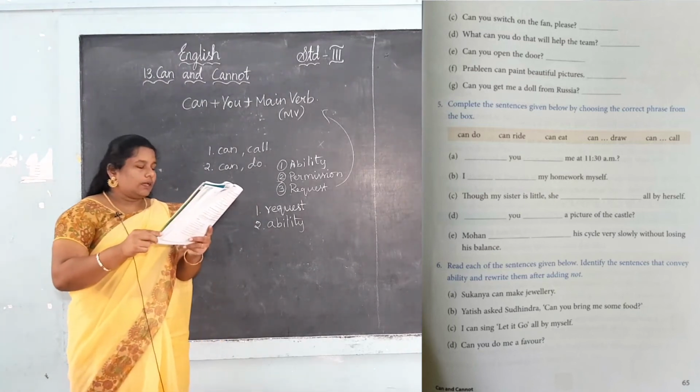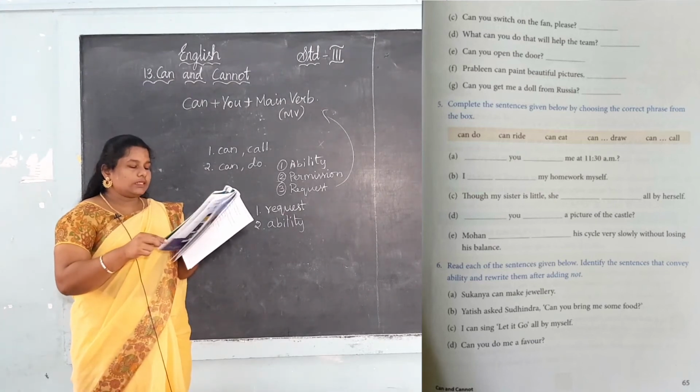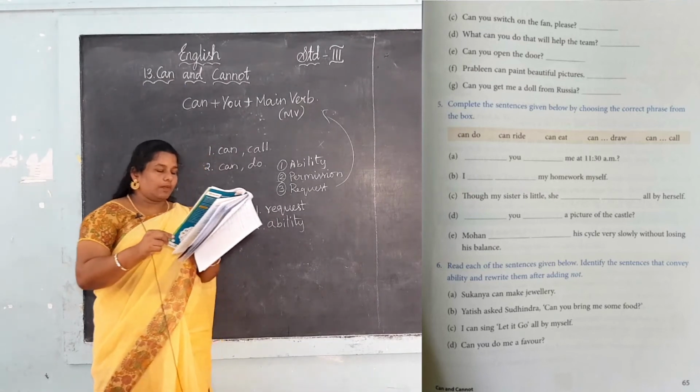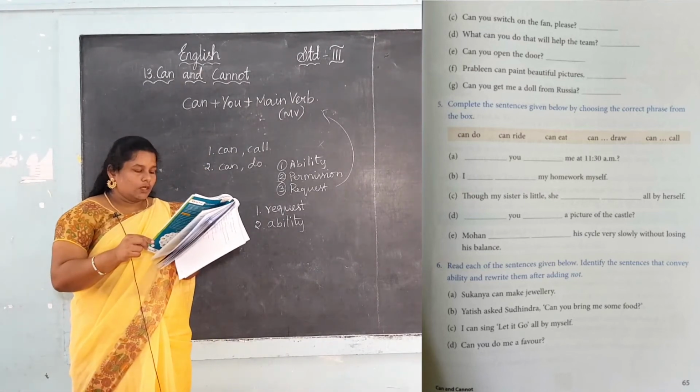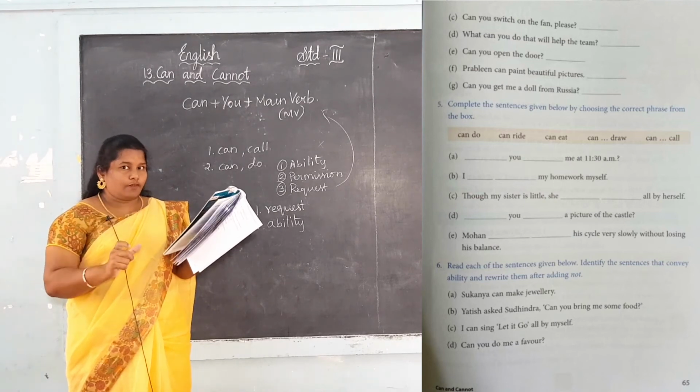Next one, read each of the sentences given below. Identify the sentences that convey ability and rewrite them after adding not. Which means you want to read the sentence carefully.